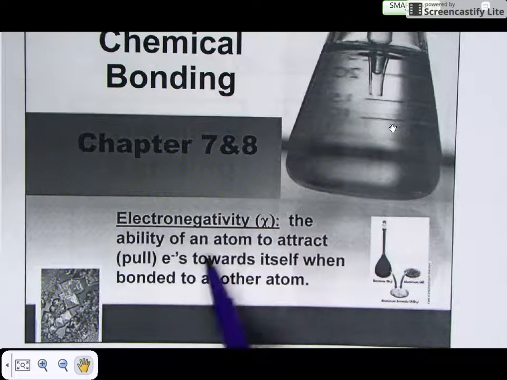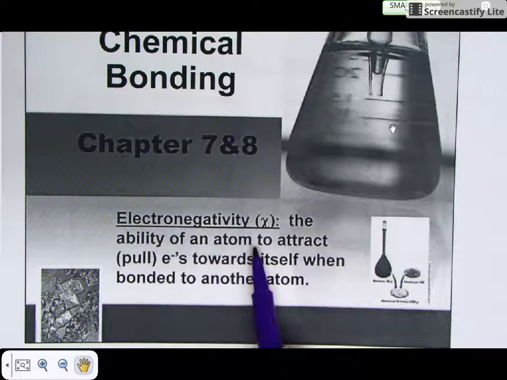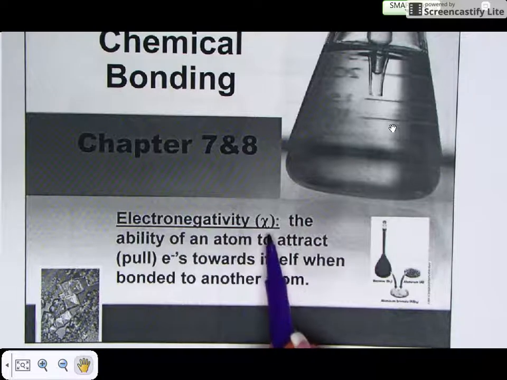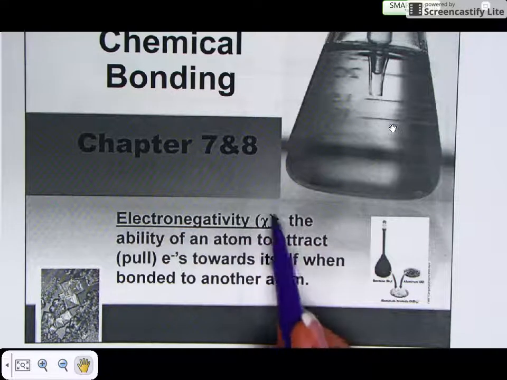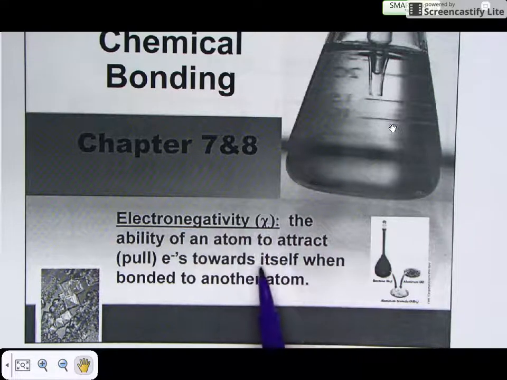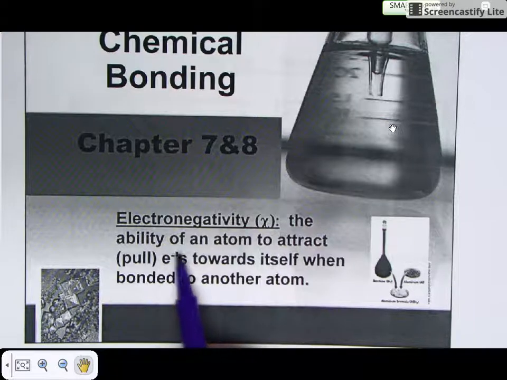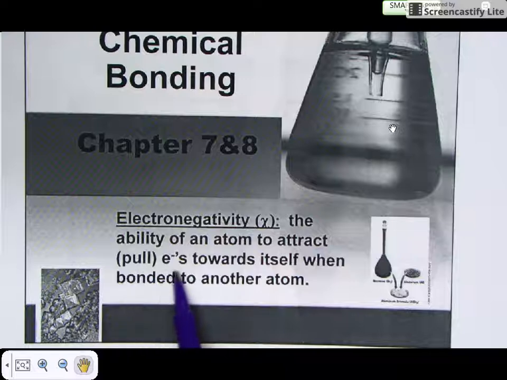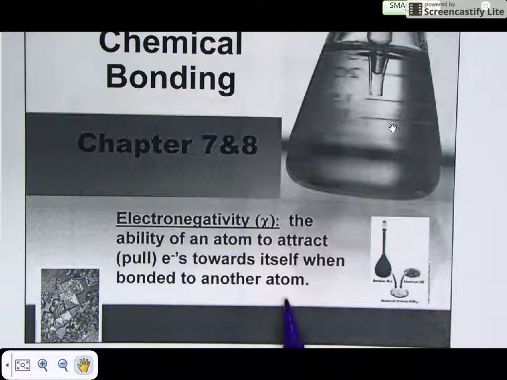One thing we want to revisit is the concept of electronegativity. Electronegativity we learned about in Chapter 5-6 when we talked about the periodic trend. The symbol for electronegativity is a Greek letter, we call it chi. And the definition of electronegativity is the ability of an atom to attract or pull the electrons towards itself when it's bonded to another atom. It's kind of like a tug of war between the atoms.